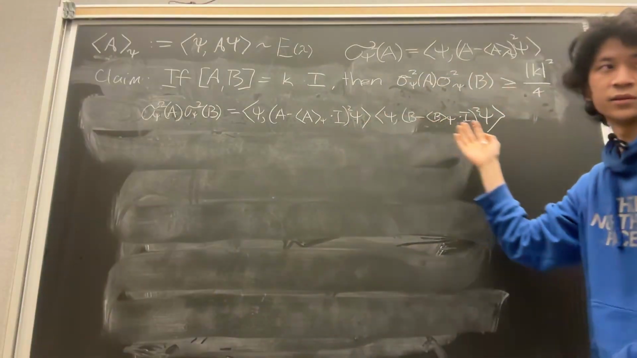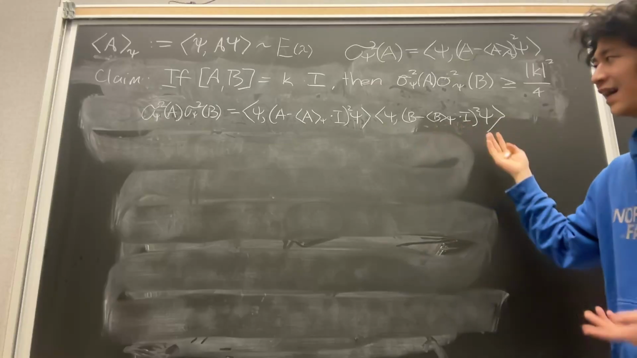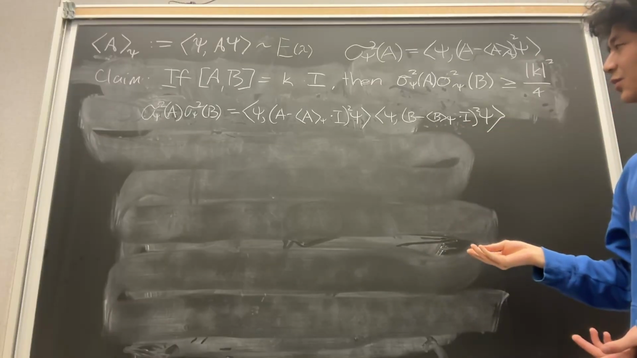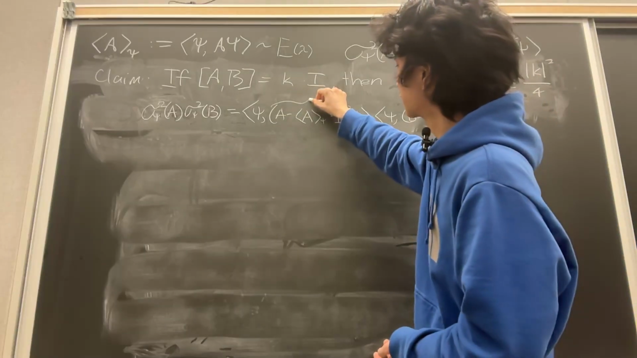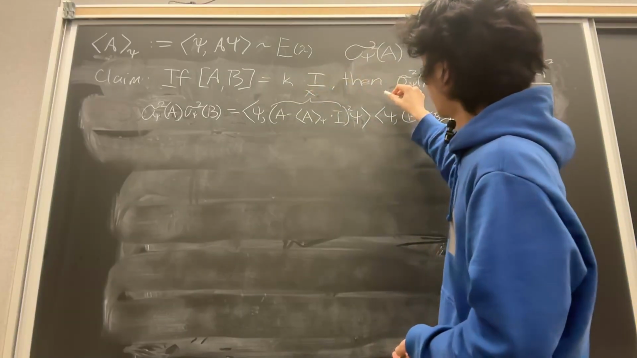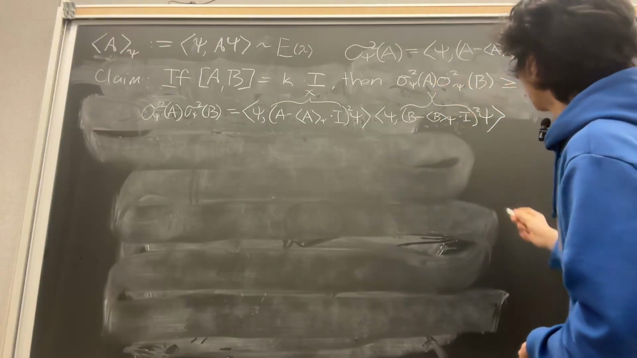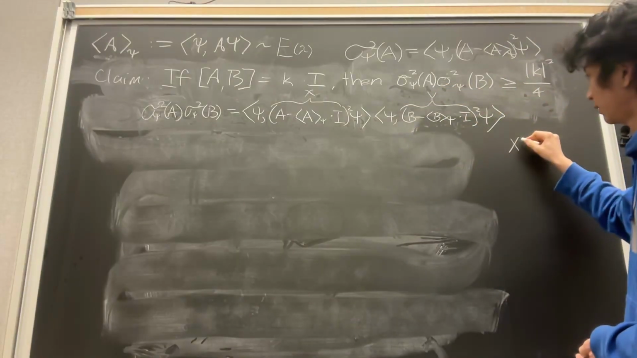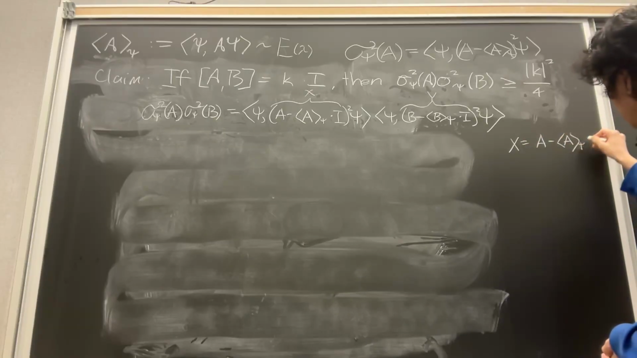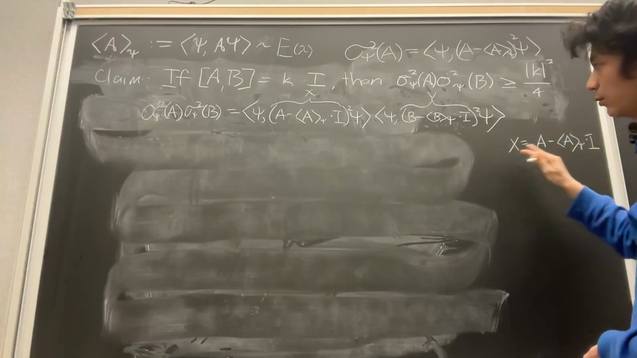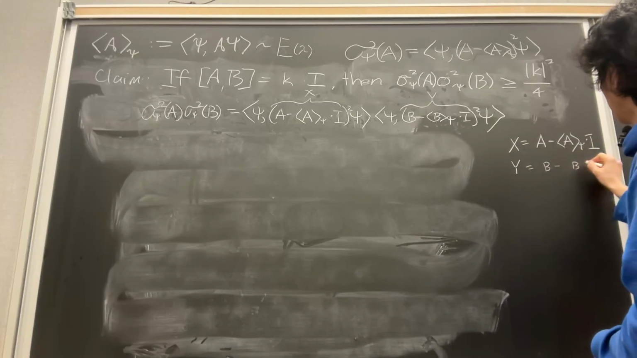Okay, this is clear, right? This is really painful to actually calculate, right? So our life would be so much easier if we can just call this thing x and call this thing y, like the thing inside the square. Okay. So on the side, x equals a minus the mean of a times the identity. Right? We have these new operators. y equals b, dot, dot, dot.